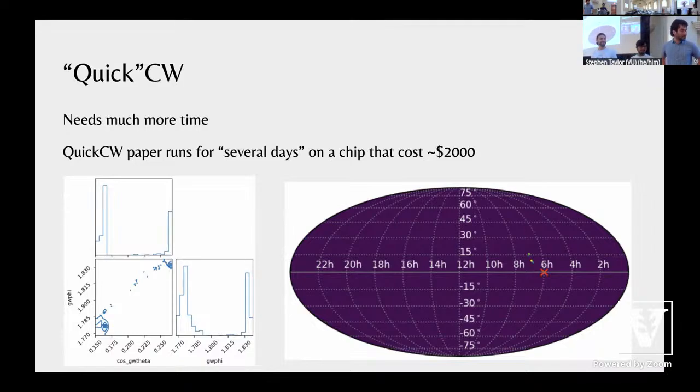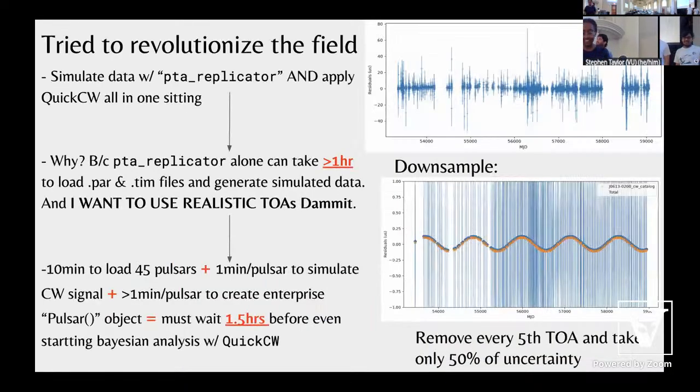And now Niana will tell you a little bit more about Quick CW struggles. Come on up here. All right. I had grand plans when I joined the summer school.